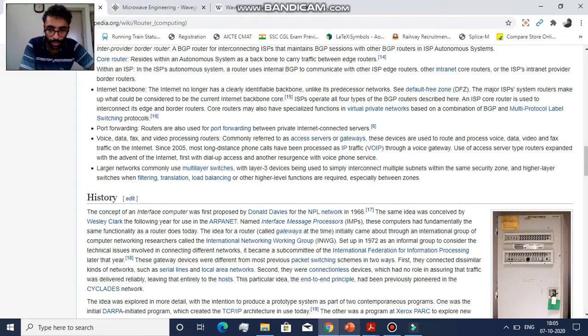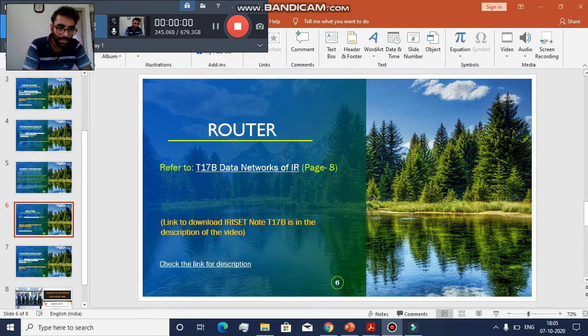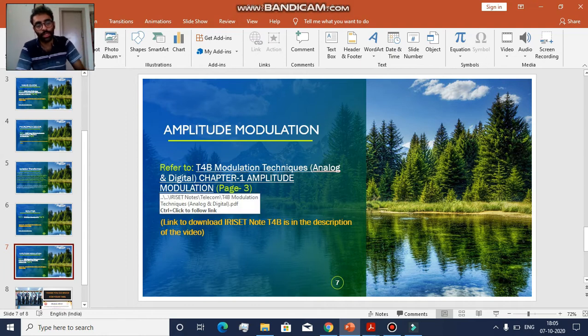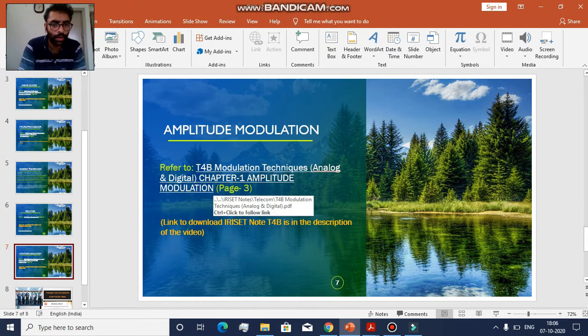Okay, so let's go ahead to the next topic. Now coming to the last topic for the day, amplitude modulation, a very important topic when we try to understand the fundamentals of communication. Fundamentals of telecommunication, or fundamentals of communication in general. You can find a good overview and a good description about amplitude modulation in the T4B module of the ADSTE note, which is called modulation techniques, analog and digital. You can find a mention of this particular type of modulation in chapter 1, amplitude modulation itself.